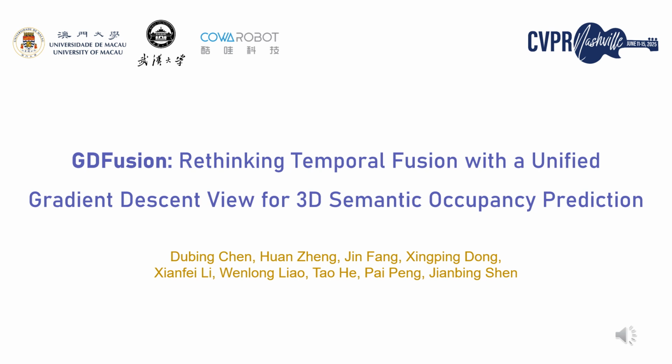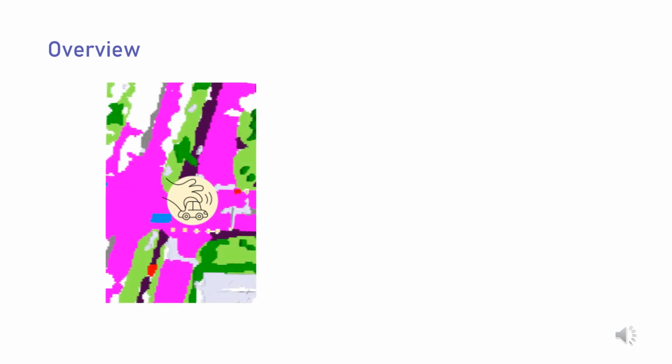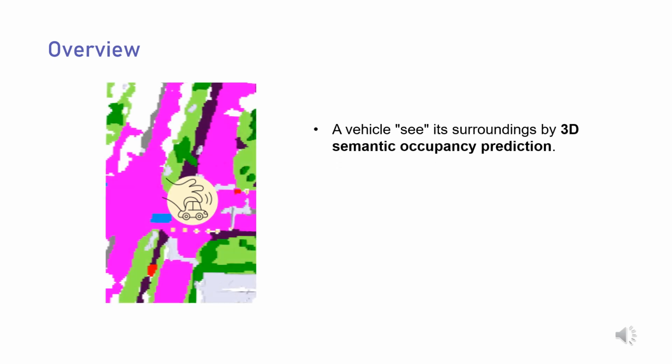and efficiency. Let's start with the basics. In autonomous driving, a vehicle needs to see and interpret its surroundings in real time. One powerful tool for this is 3D semantic occupancy prediction. Imagine a 3D grid where every small cube or voxel is labeled to show what's there: a car, a pedestrian, a building, or just empty space. This gives the system a detailed map of the environment.